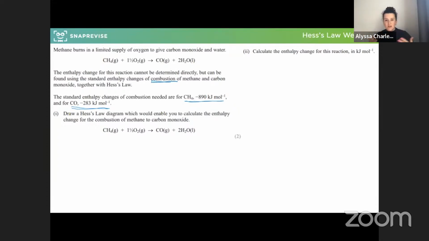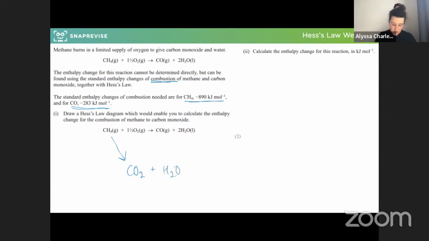So first things first, whenever we come across an enthalpy change Hess's law diagram, I'm always looking at what data I am using. I'm going to be using enthalpy change of combustion data, which means the arrows I include or the numbers I'm going to be representing are for enthalpy of combustion. So what is that? Enthalpy of combustion is the energy change when 1 mole of a compound burns completely in oxygen. So when methane burns completely in oxygen, I'm going to form carbon dioxide and water.